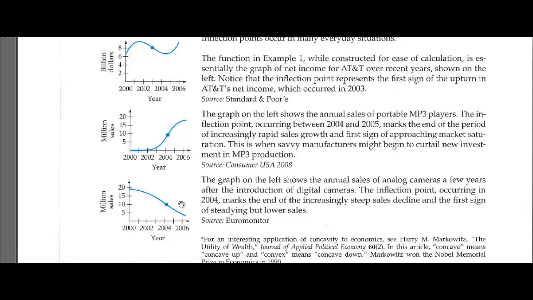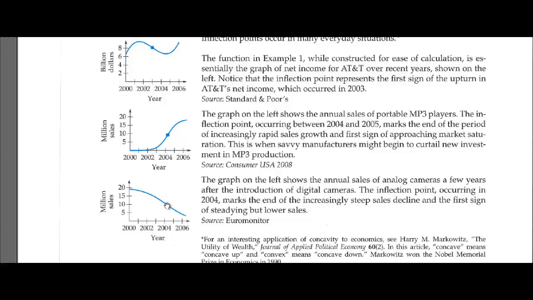And the graph on the left shows the annual sales of analog cameras. Remember those cameras that required film? A few years after the introduction of digital cameras, the inflection point occurs in 2004. So let's see here. Millions of sales. It started off roughly 18-20 million, and it's slowly declining.